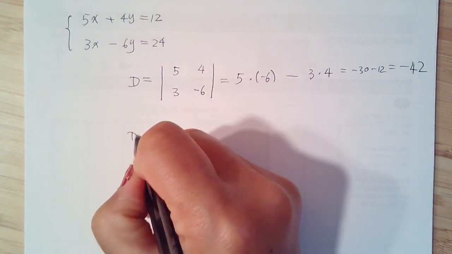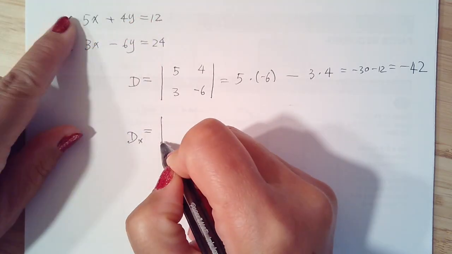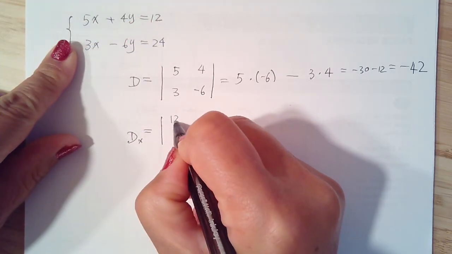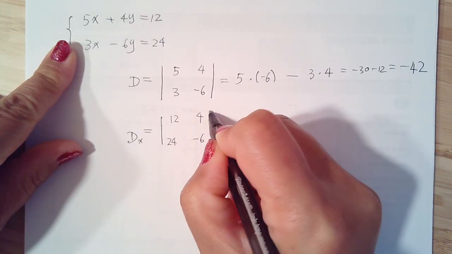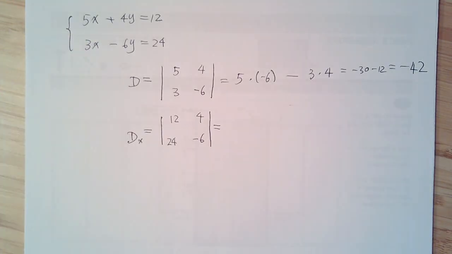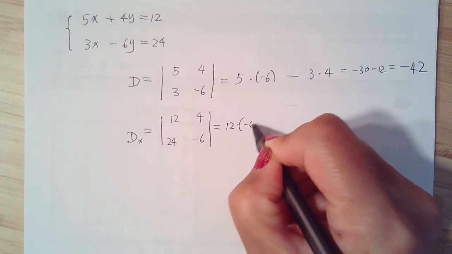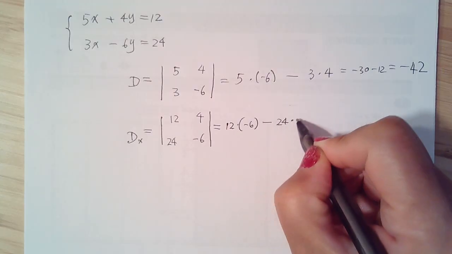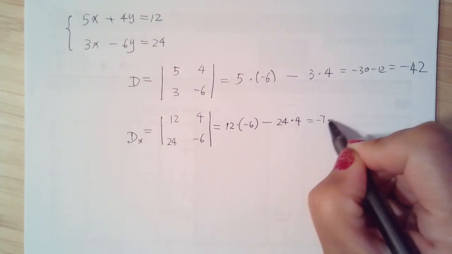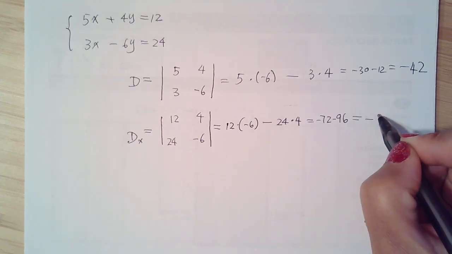And then dx. dx means I'm going to use this 12 and 24 to replace the x coefficient. So that's 12, 24, and I keep the y coefficient, which is here. You see what I'm doing here? Now, that is 12 times negative 6, which is negative 72, and then minus 24 times 4. So that's negative 72 minus 96. It's a big number, negative 168.